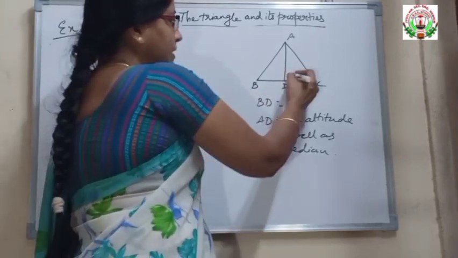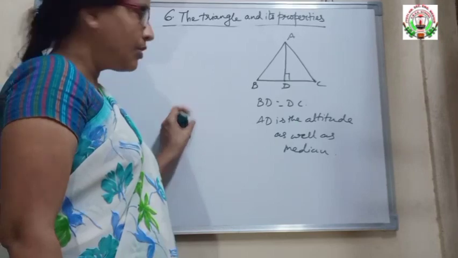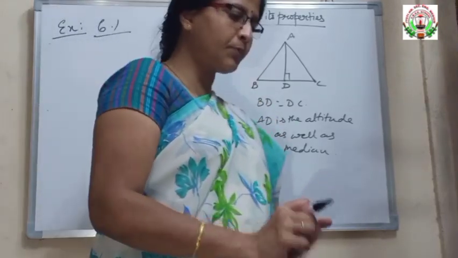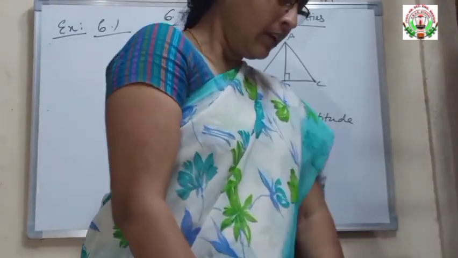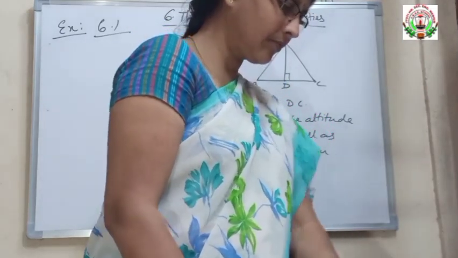And this also, it makes a 90 degrees angle. So it is also an altitude. So this is your exercise 6.1. Very easy. So we have completed our exercise 6.1.